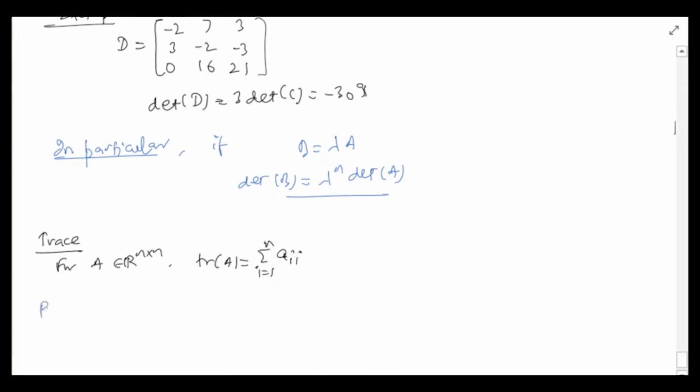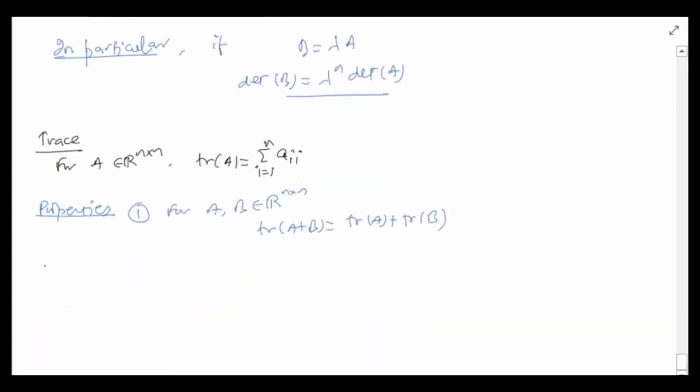Let's see a few properties of trace. The first one is an easy one. It says that for matrices A and B, both n cross n, trace of A plus B is trace of A plus trace of B. The second property says that if A is a square matrix and alpha is a real number, then trace of alpha times A is alpha times trace of A. This is again easy to verify.